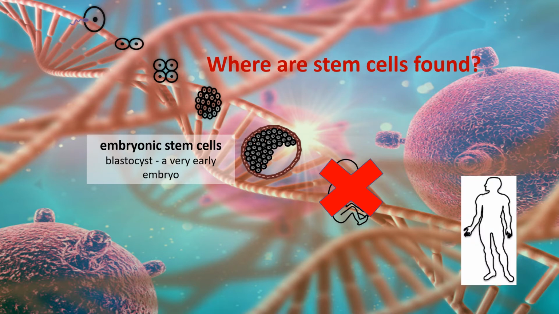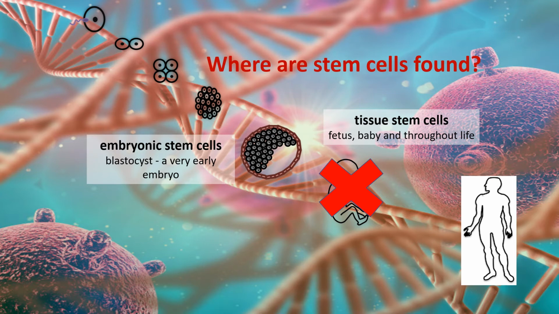We get tissue stem cells, which are found in the tissues of the body in a fetus, baby, child, or an adult. Tissue stem cells are sometimes referred to as adult stem cells, but we do get them in fetuses and babies as well as adults.